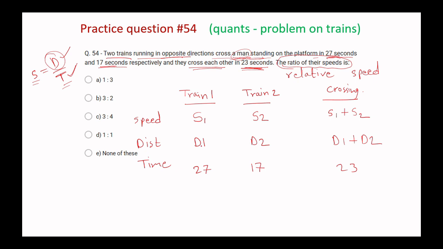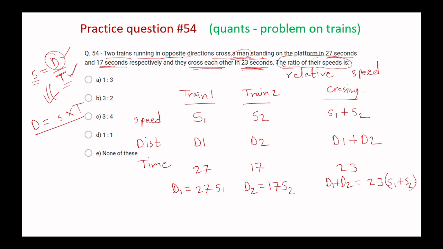Simply we can convert this formula: distance is equal to speed into time. So here d1 is equal to 27 s1, and d2 will be equal to 17 s2. And in the third case, d1 plus d2 will be equal to 23 times (s1 plus s2). So this 23 will be multiplied with both s1 and s2.